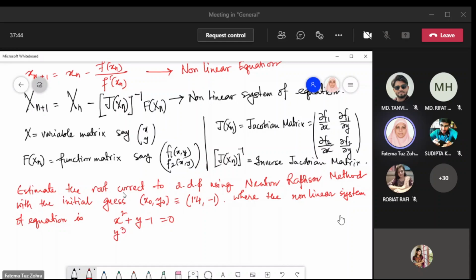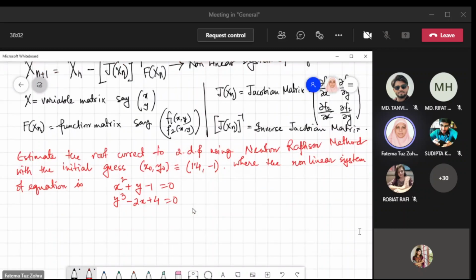Estimate the root correct to 2 decimal places using the Newton-Raphson method with the initial guess x0, y0 given as 1.4 and minus 1, where the nonlinear system of equations is x squared plus y minus 1 equals 0 and y cubed minus 2x plus 4 equals 0. What are the things we need? We need the variable matrix X, the function matrix F, and the Jacobian matrix. So first of all, create those three matrices.